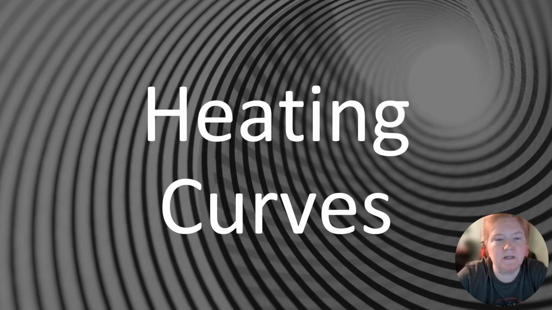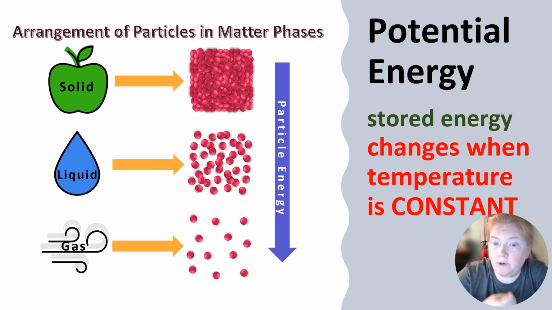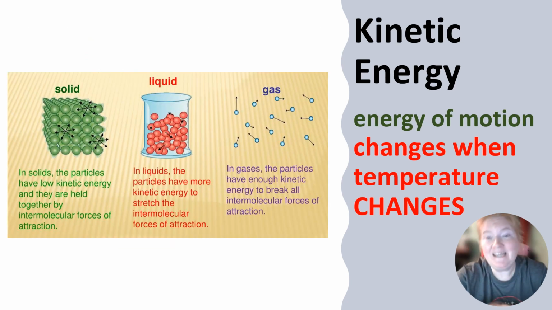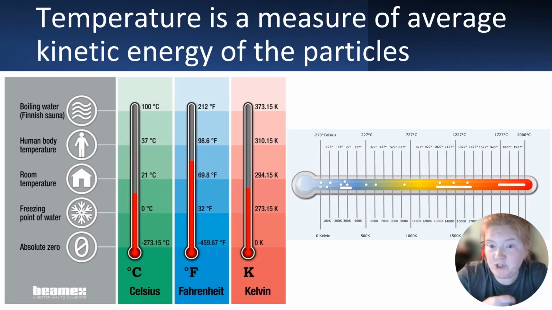First up, heating curves. Potential energy is stored energy. Potential energy in substances changes when the temperature is constant. On the flip side, kinetic energy, or energy of motion, changes when the temperature changes. Now this should make sense. Why? Well, temperature is a measure of the average kinetic energy. So if temperature is changing, kinetic energy is changing. So when the temperature is constant, kinetic energy is constant. So the kind of energy that's changing must be potential.